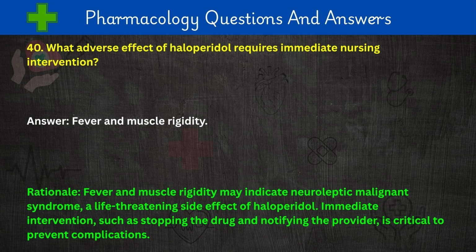40. What adverse effect of haloperidol requires immediate nursing intervention? Answer: fever and muscle rigidity. Rationale: fever and muscle rigidity may indicate neuroleptic malignant syndrome, a life-threatening side effect of haloperidol. Immediate intervention, such as stopping the drug and notifying the provider, is critical to prevent complications.